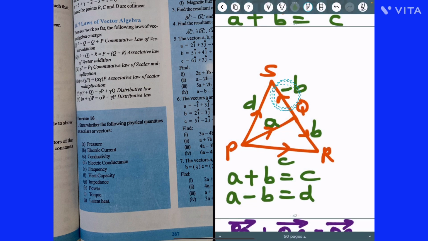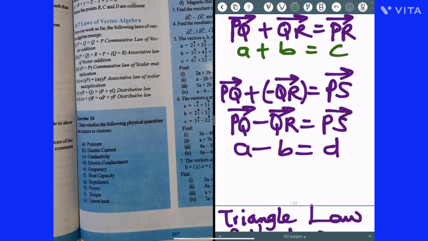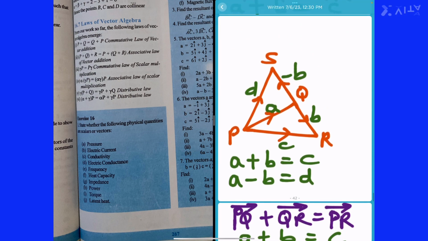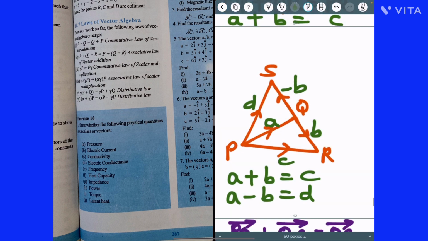So PQ minus QR, or PQ plus QS, because minus QR is standing for QS here. Minus B is the same thing as QS. So PQ plus QS is equal to what? PS. Just like A plus minus B, or A minus B, is equal to D. Take note of the diagram here. A minus B is equal to what? It's the same thing as D.